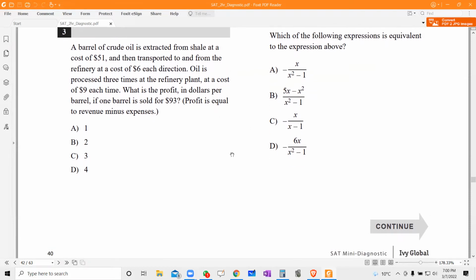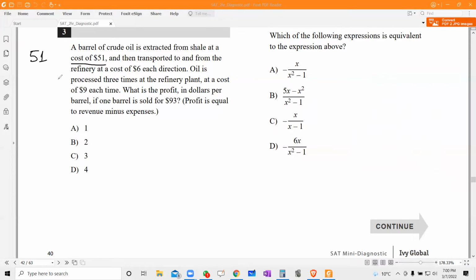Oh, okay. Yep. So let's go for question number 3. Can you read this and tell me what the information is, the first one or two lines, and then move forward? A barrel of crude oil is extracted from shale at a cost of $51. So what's the first thing? $51. It's the cost of extracting the crude oil.